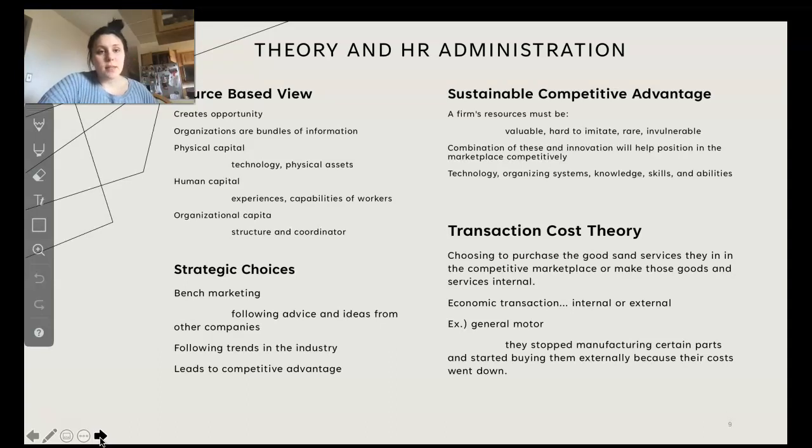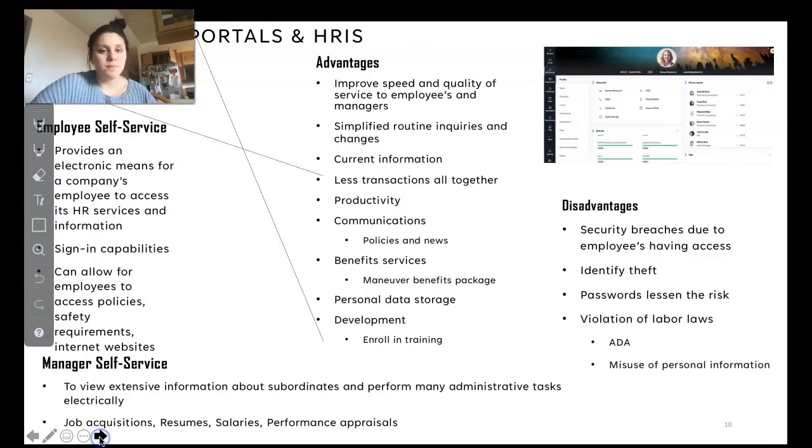Strategic choices, so this could be benchmarking, following the advice and ideas from other companies like I said before, and following trends. Transaction cost theory could be choosing to purchase goods and services that you originally produced another way, to save money. For example, General Motors stopped making certain car parts in their manufacturing building because they would buy them from different companies, and it actually saved them a lot of money.